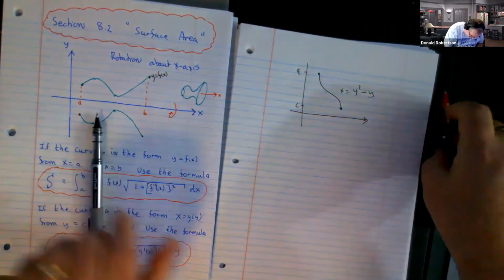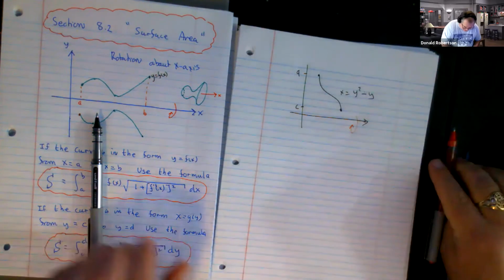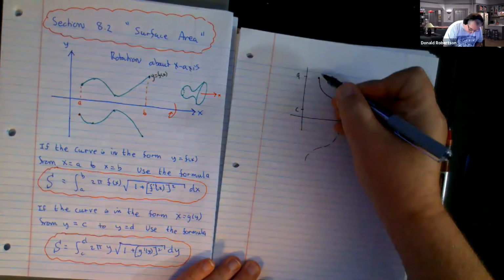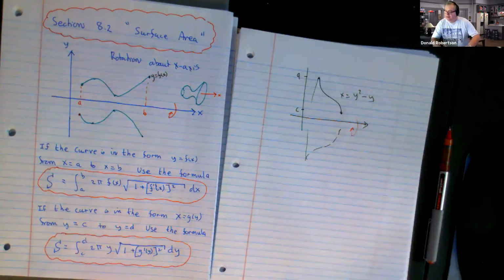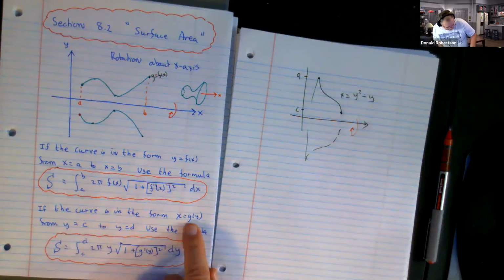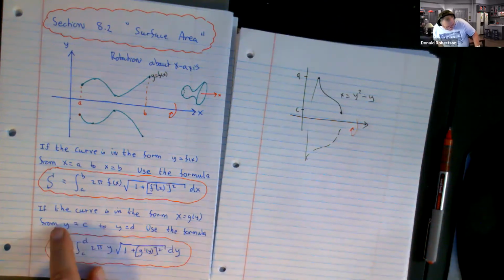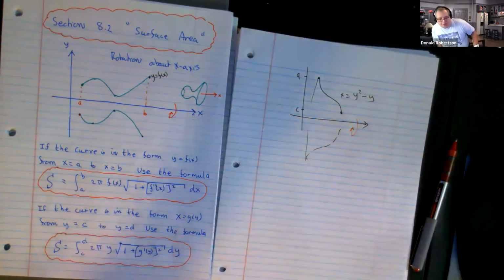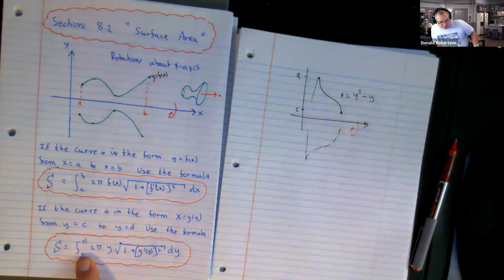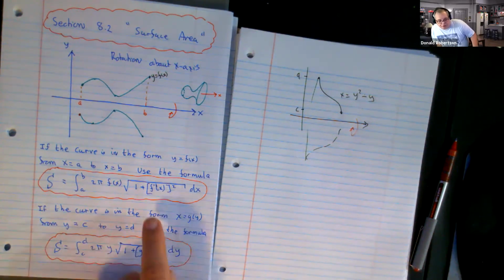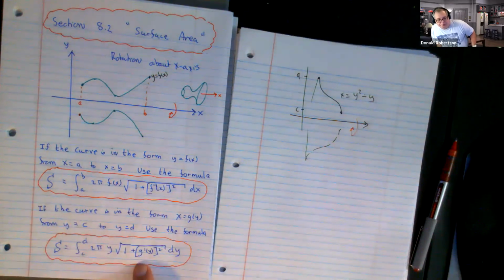But it's still getting rotated about the x-axis. So you can imagine what that shape might look like. It would look like a bell, probably. So if you are given information that is in the form x equals a function of y, and it's from y equals c to d, so from here to here, and you rotate it, notice that the formula is 2 pi y, the square root of 1 plus the derivative of y squared dy.